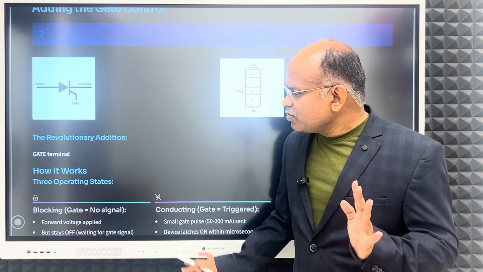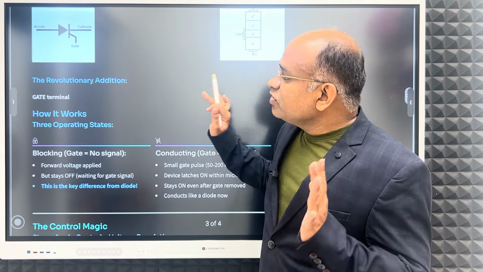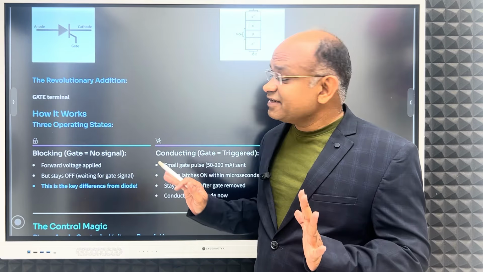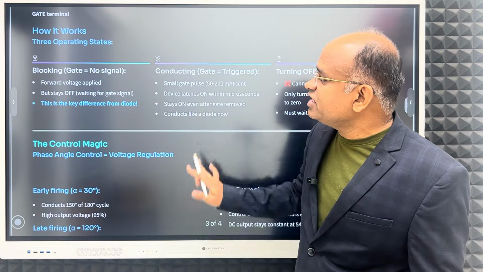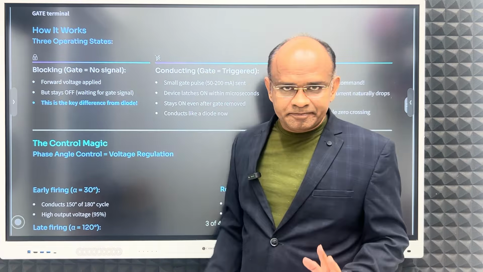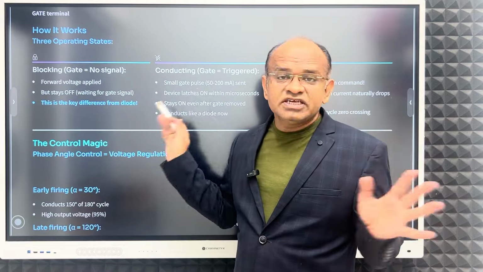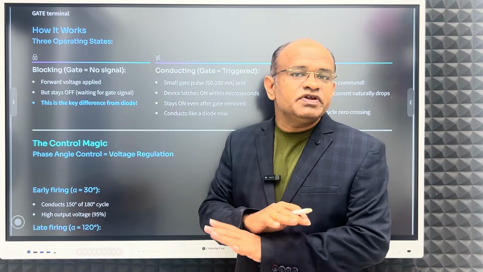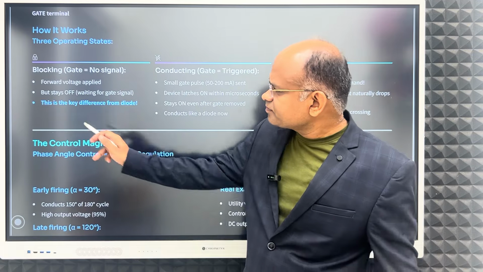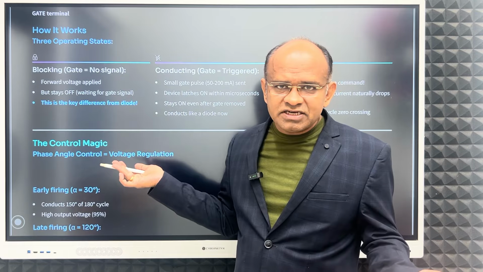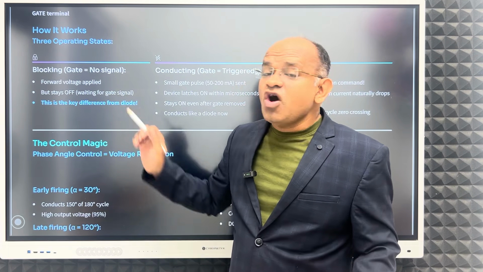Now see the revolutionary addition. This gate terminal is the revolutionary addition. How does it work? Three operating states. First is blocking. Gate equals no signal. If there is no signal, it will not conduct. It will act as a barrier, that P part. Forward voltage is applied, but it stays off.